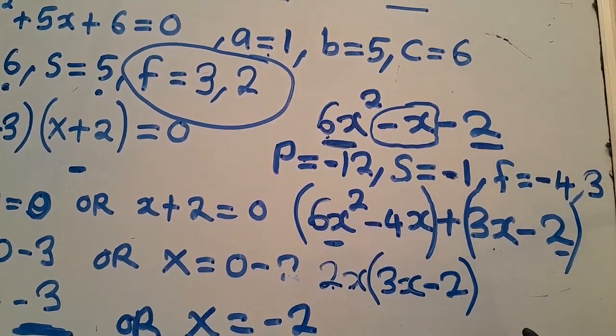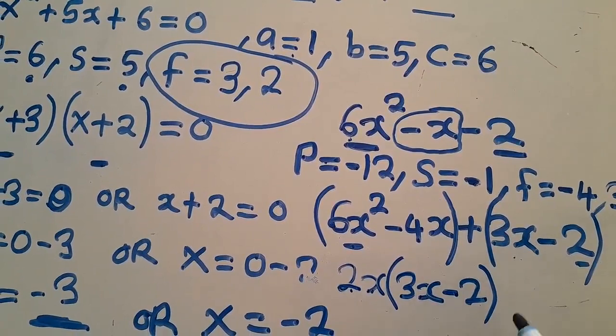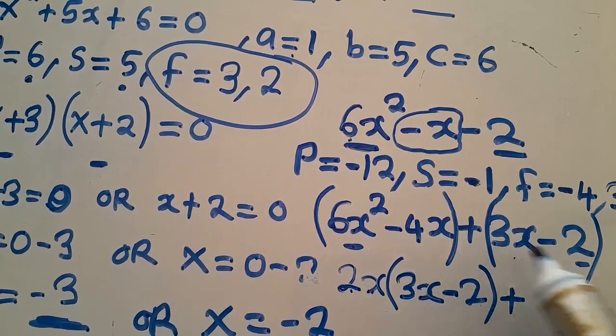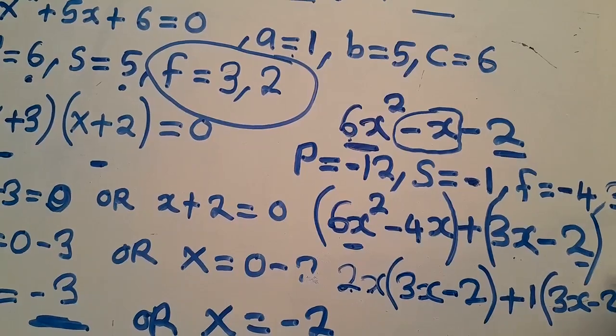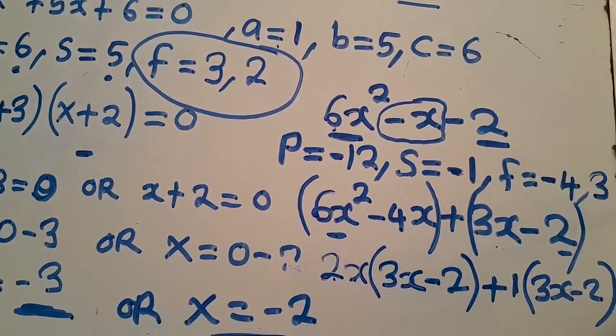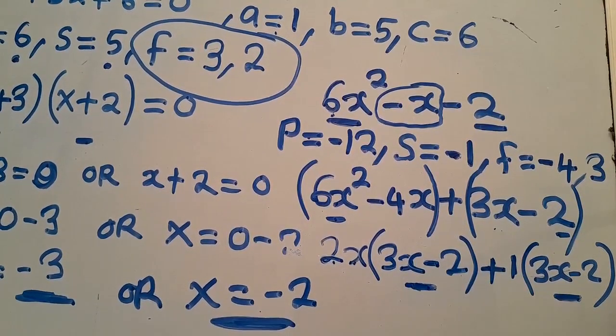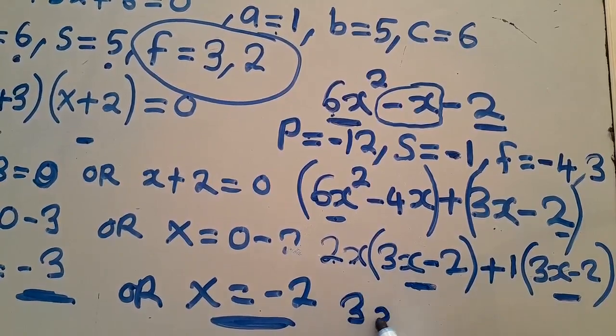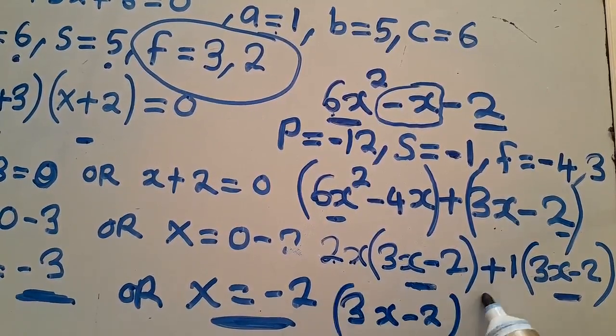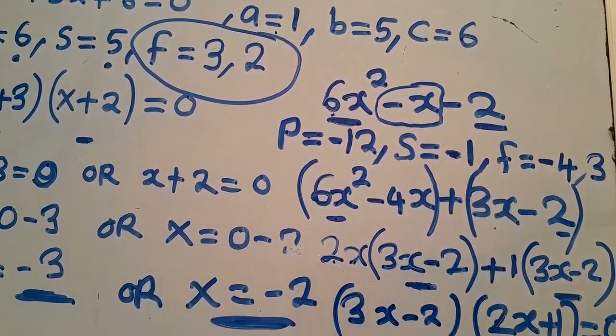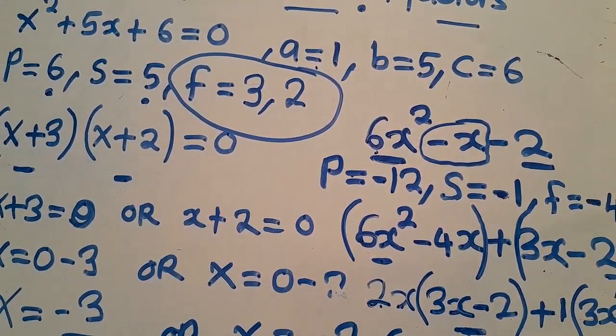You continue. What are you having here? You say plus. What is common here? Nothing is common, so just a 1. Then that thing will appear, 3x minus 2. If these two in the brackets are the same, you just get 1 of 3x minus 2. Then you get this 2x plus 1 equal to 0.